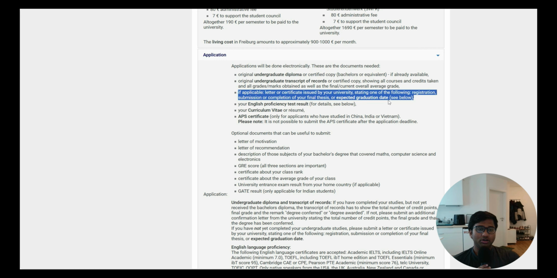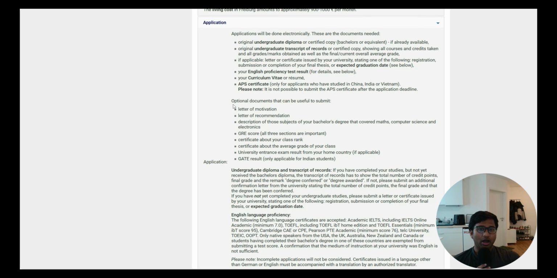So please make sure, if you have C1 only, then apply. Then your curriculum vitae and APS certificate for Indians. So these are the mandatory documents. After this, if you have, you can also upload the optional documents. It will be helpful when you have it uploaded. It will also help you maybe get an admission.